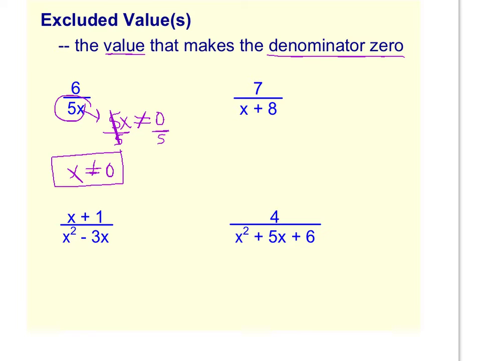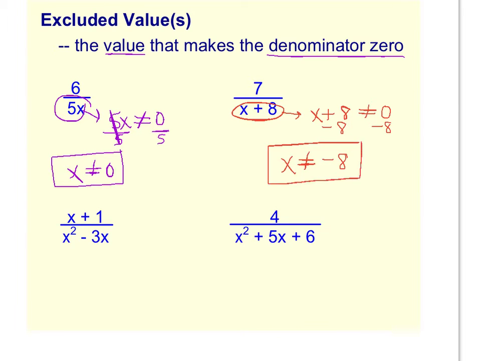Alright, so again, our next example, to find the excluded value, just grab your denominator. Go ahead and say that x plus 8 cannot equal 0, and then solve for x. So we'll subtract 8 from both sides. So x cannot equal a negative 8. And again, if you put a negative 8 in for this x, negative 8 plus 8 equals 0. 7 divided by 0 is undefined. So we will exclude negative 8 from all the values that x can equal.